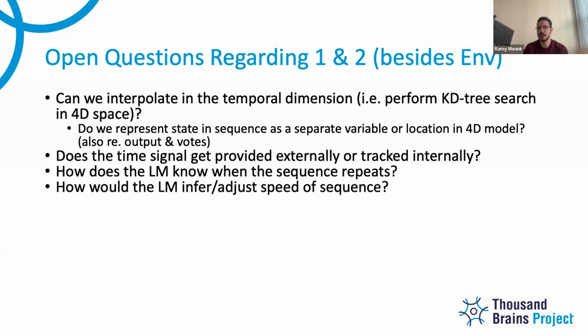So it could infer, if it's getting multiple inputs, it could infer that tempo and send it back to the thalamus. It doesn't infer the tempo. It just says things are happening quicker or slower than I learned it at, in the model that I have.